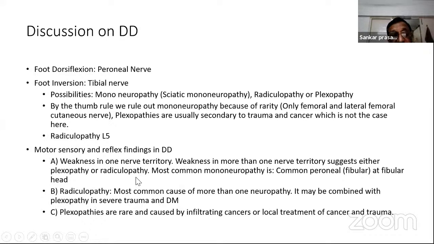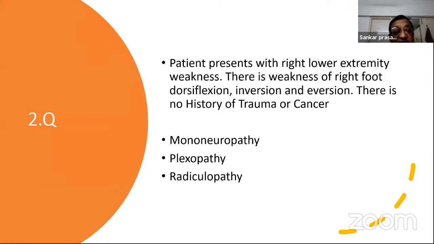But in the lower limbs, mononeuropathy is very rare. Plexopathy is secondary only to trauma and cancer. The most common mononeuropathy is common peroneal at the fibular head, which we can diagnose easily. Radiculopathy is the most common cause of more than one nerve involvement, and may be combined with a plexopathy in severe trauma and diabetes. So diabetes is one condition where you get both plexopathies and radiculopathies. Plexopathies are rare, and only cancers, local treatment of cancer, and trauma can give rise to them.